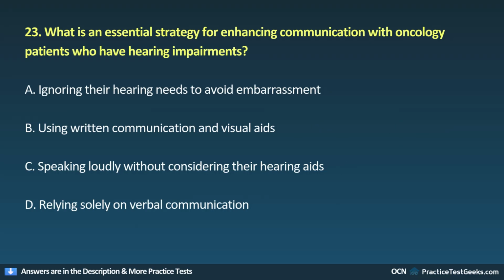23. What is an essential strategy for enhancing communication with oncology patients who have hearing impairments? A. Ignoring their hearing needs to avoid embarrassment. B. Using written communication and visual aids. C. Speaking loudly without considering their hearing aids. D. Relying solely on verbal communication.